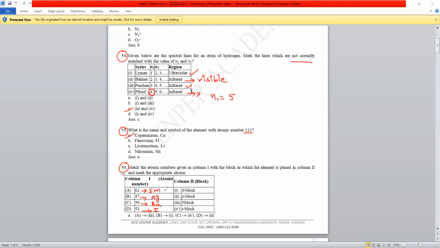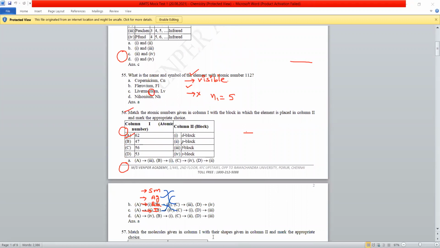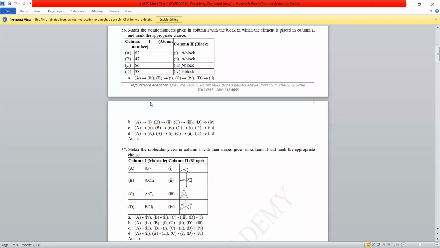Samarium is a lanthanide, and lanthanides belong to the f block. Silver is absolutely a d block element. Barium is an s block element. Iodine is a p block element. So we check which option matches exactly. Option A is exactly matched. Observe, students, option A matches exactly. So the answer should be A.